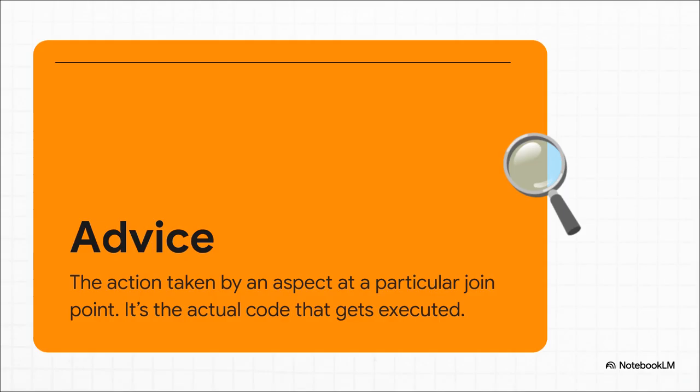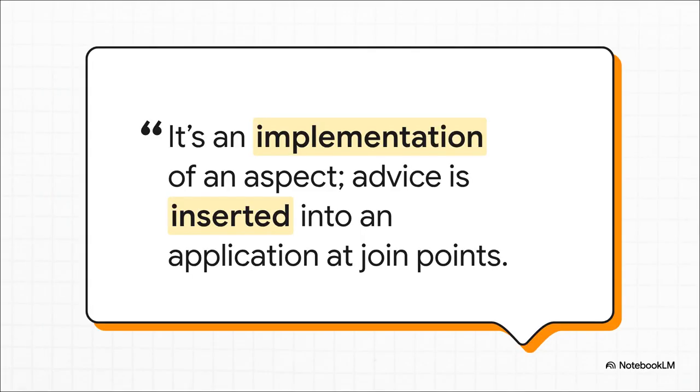Advice is the action. It is the actual chunk of code inside your aspect that gets executed when your pointcut finds a matching join point. It's the workhorse of AOP. This quote really nails it. Advice is inserted into your application. I like to think of it like weaving a new, strong thread into a piece of fabric. You're adding new functionality, like logging or security, without having to rip apart the original code.